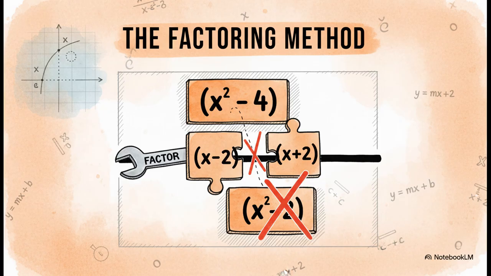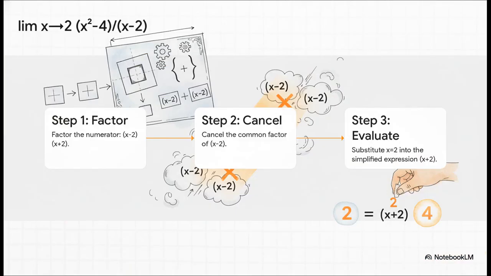First up, we've got the factoring method. This is your go-to, your number one tool anytime you're dealing with a rational function, you know, a fraction with polynomials, and it gives you that 0 over 0. It's usually a dead giveaway that there's a tiny hole in the graph, and factoring is how we're going to find it. Okay, let's look at this classic example.